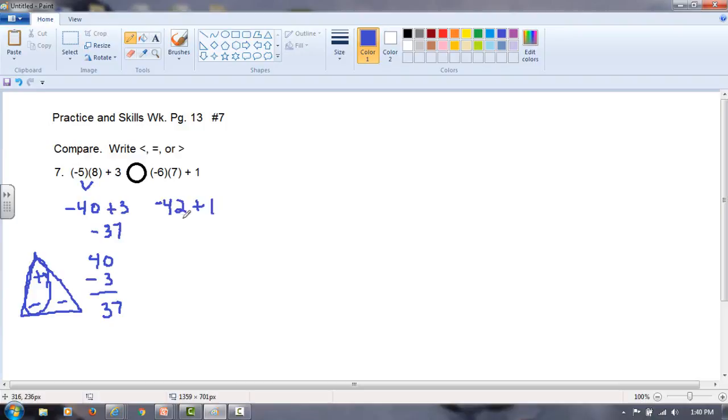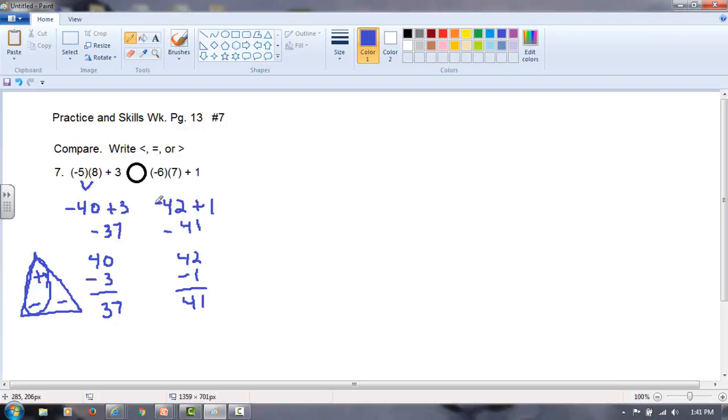So we have to find the difference between the two. The reason is because we have a negative and a positive. So we're going to go 42. Let's take away the 1. It'll help us find that difference. That difference is 41. And then we have more negatives. So we have 42 negatives, only 1 positive. So we get a -41.